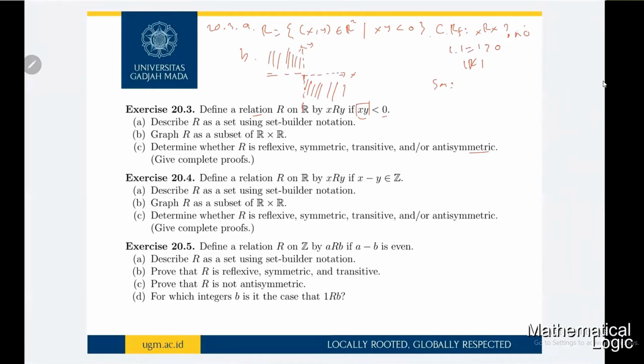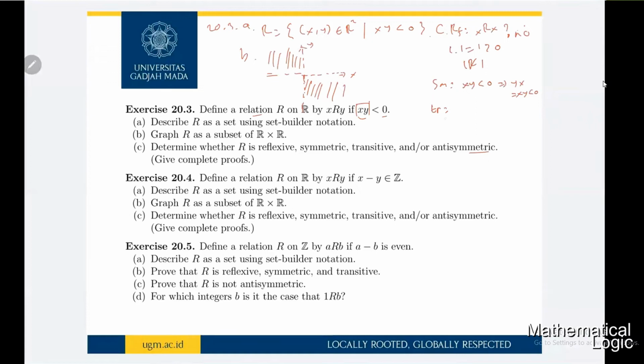Yes, correct. Because when you have xy less than 0, then yx is the same thing as xy, right? That should be less than 0. And then how about transitive? Is it transitive?